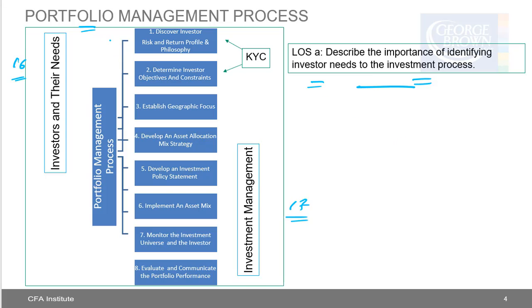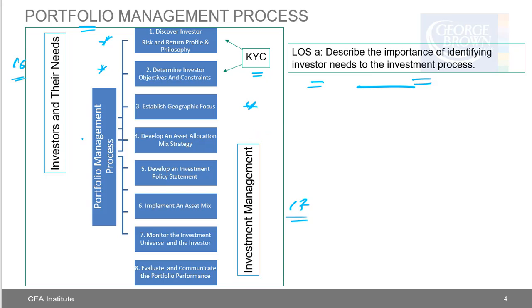So if we're looking at the investment process, number one is to discover the investor risk and return profile and philosophy. We're going to be spending some time on that in this video for sure. Step number two is determining the investor's objectives and constraints. And I wrote here that's KYC, know your customer. Okay, that's very important in the investment industry to know your customer. It's a requirement. And it's all about their risk and return profile, their philosophy, what their objectives are, what their constraints are. In some cases, geographic focus may be established.